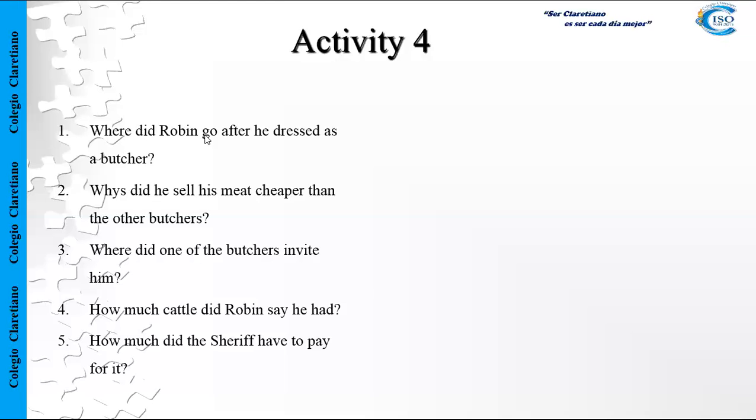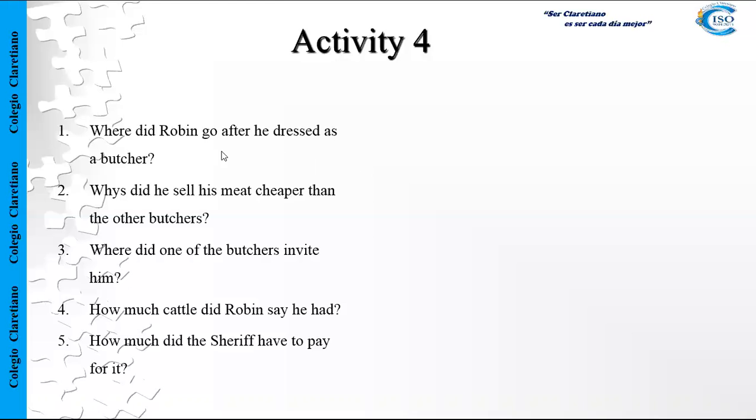Where did Robin go after he dressed as a butcher? Okay? Fabricio, please. What is the number one? He going to the market butcher.